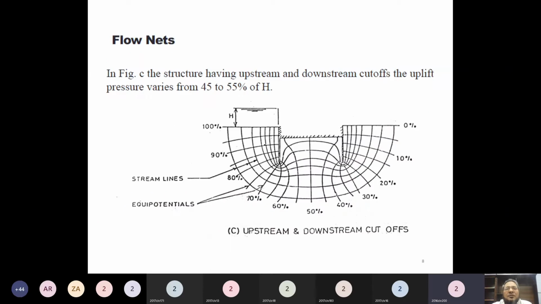Yes, sir. Now, this is our concrete floor, and one sheet pile is provided on the upstream side, another on the downstream side. Now these are the stream lines, and these are equipotential lines. Can I know how much is the pressure here at this upstream point? It is about 55% of H.